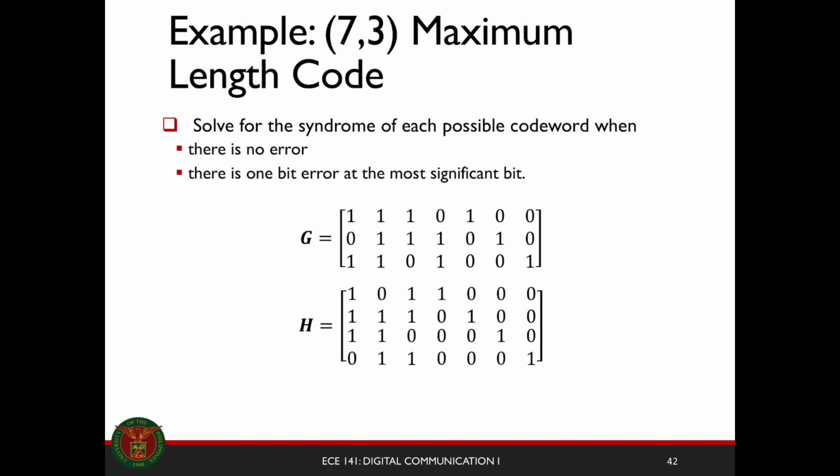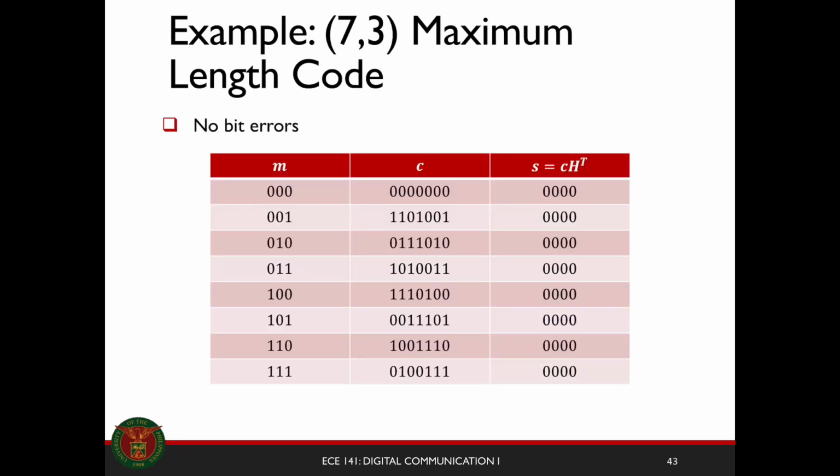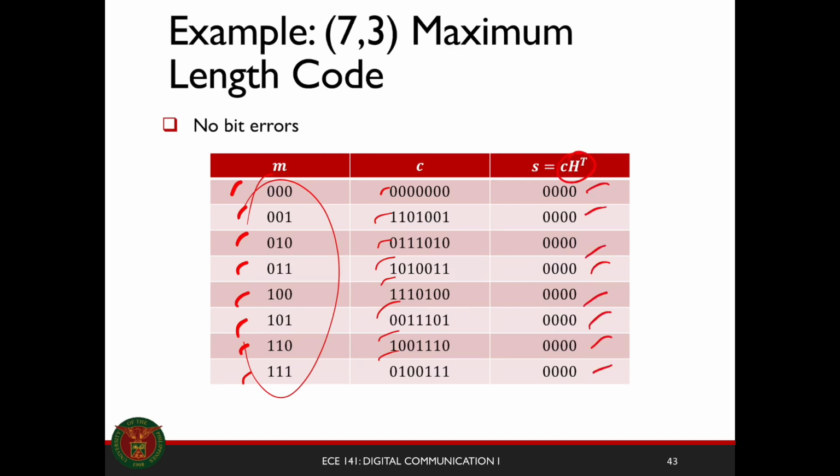Example. If you have a (7,3) maximum length code, this is the generator matrix. Solve for the syndrome of each possible code word when there is no error, and when there is a 1-bit error at the most significant bit. Recall that using your linear block code transformation or mapping, you get these code words from your set of messages here, and if you compute the corresponding syndrome, you get the zero vector.